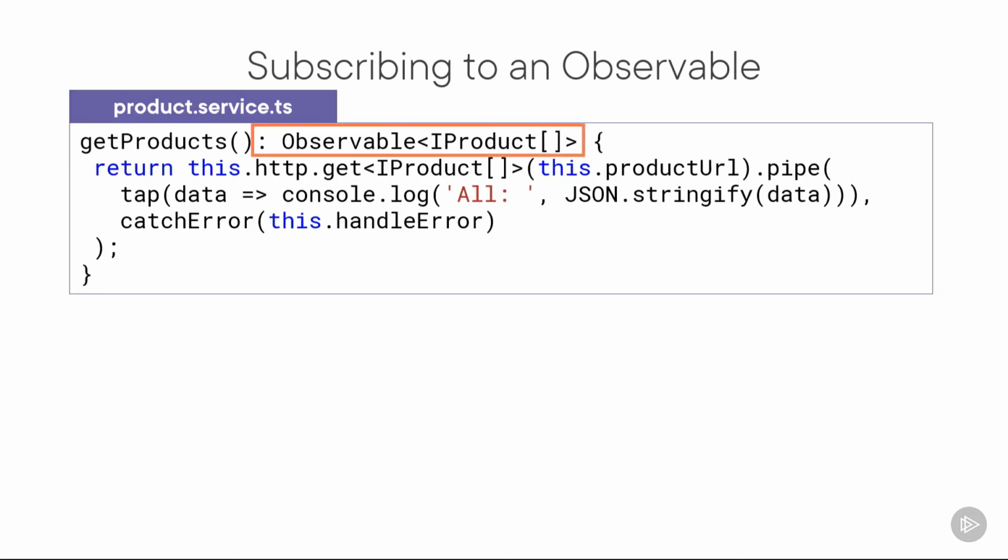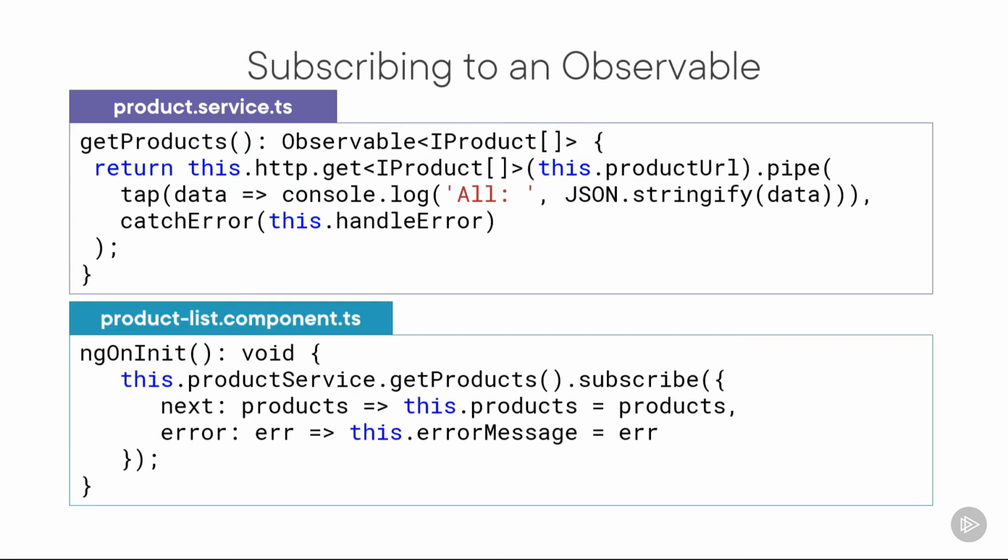Now that our product data service is returning an observable, any class that needs product data, such as our product list component, can call our service and subscribe to the returned observable. This line of code calls the product data service getProducts method, and because we subscribed, it kicks off the HTTP GET request. It then asynchronously receives data and notifications from the observable.